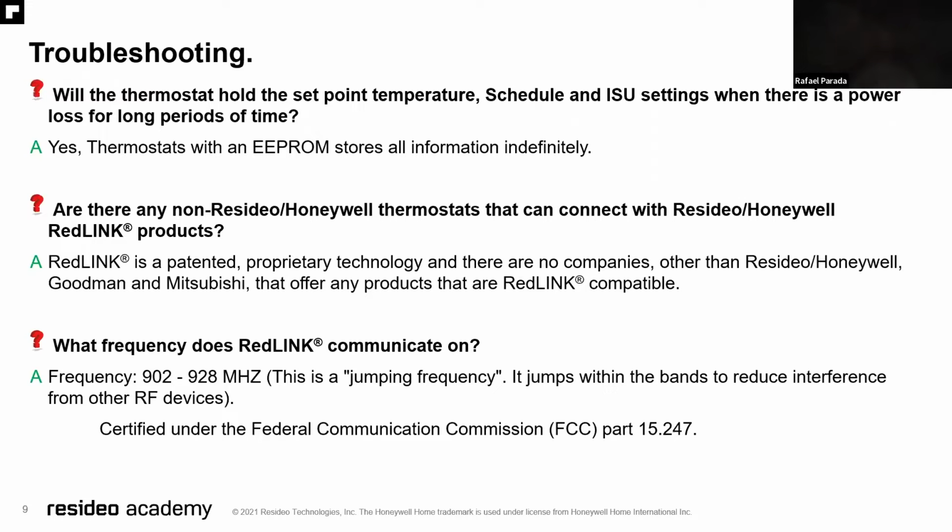The next question will be, what is the frequency that RedLINK used to communicate on? And the frequency is going to be from 902 to 928 megahertz. This is the jumping frequency. Remember that we jump into the bands to reduce the interference with another radio frequency devices. And this is certified by the Federal Communication Commission on the part 15.247.